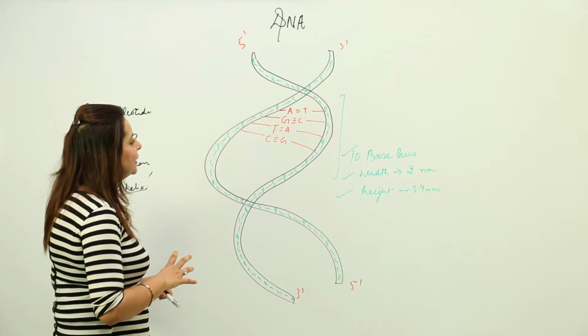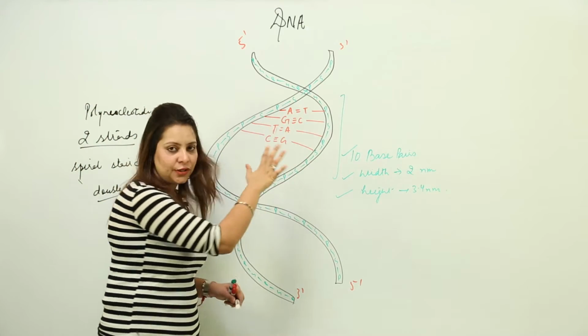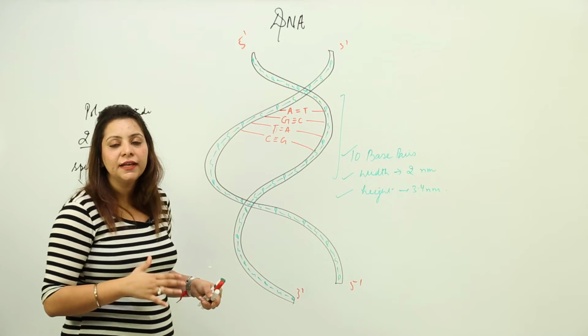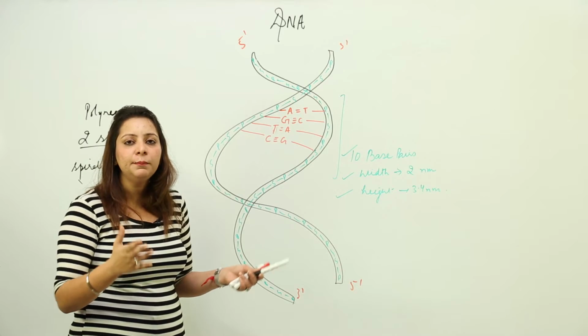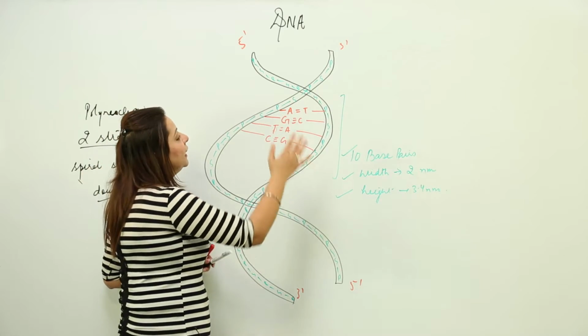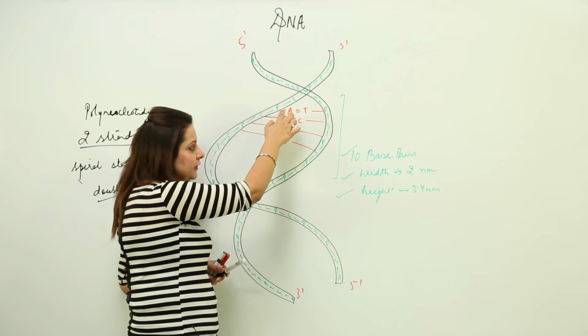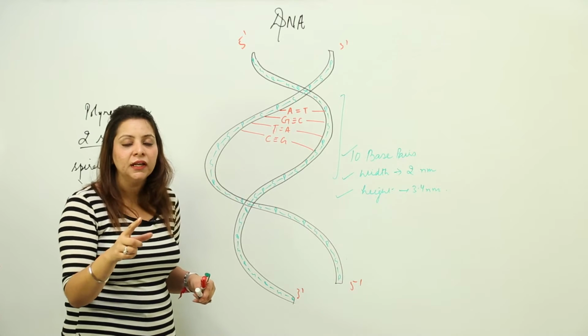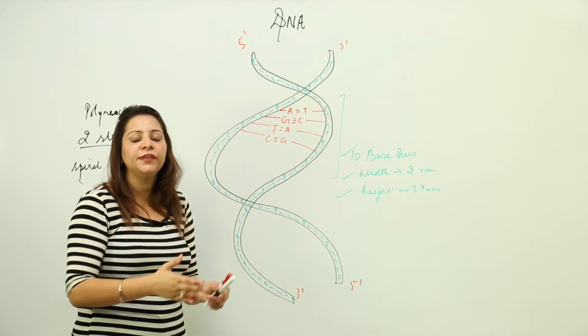And in this we can see that the two strands are linked to each other. How are they linked? They are linked by the bonding between the base pairs, that is the nitrogenous bases. So what happens here is, if a purine appears at this place, then at the similar place on the next strand there is a pyrimidine, and they are linked by specific hydrogen bonds.